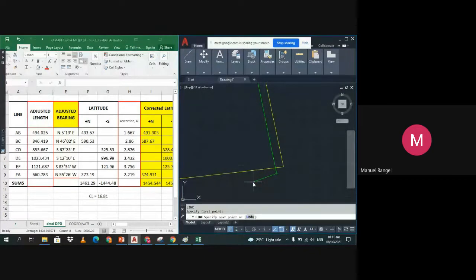Then for line EF na ba? At 1121.687, bearing of south 83 degrees 34 minutes west. Then last line at 660.783 with a bearing of north 5 degrees 26 minutes west.